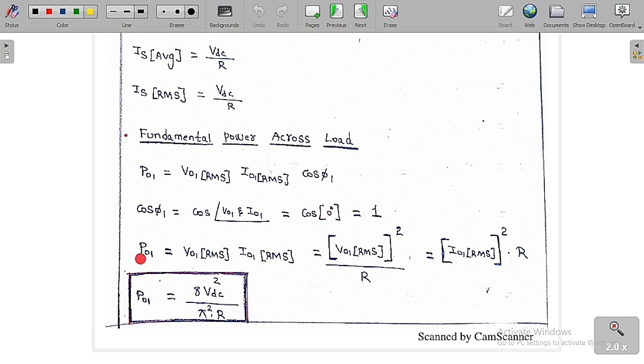So the fundamental component of the output power is V01 RMS into I01 RMS, or simply V01 RMS whole square by R, which is I01 RMS whole square into R. We already know the RMS value of the fundamental component of the output voltage and of the output current, so we can substitute those values. Finally, after simplification, we get 8 VDC square by pi square R. This much fundamental power is consumed by the load.